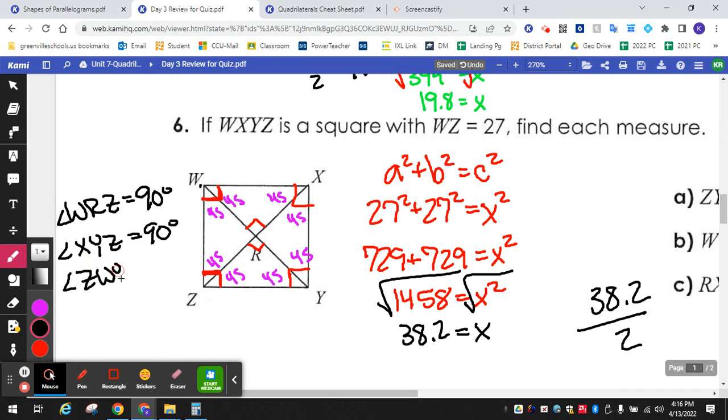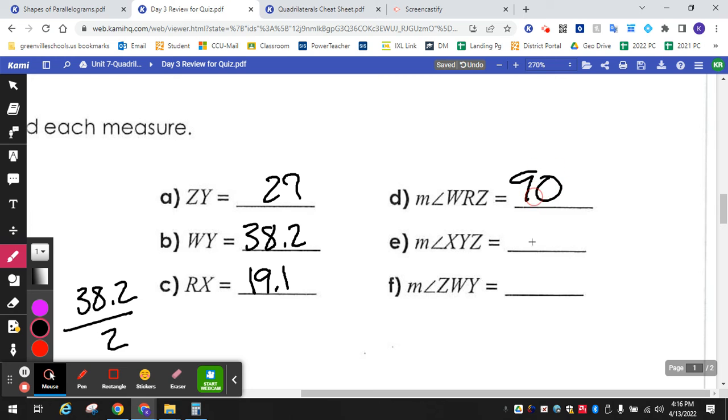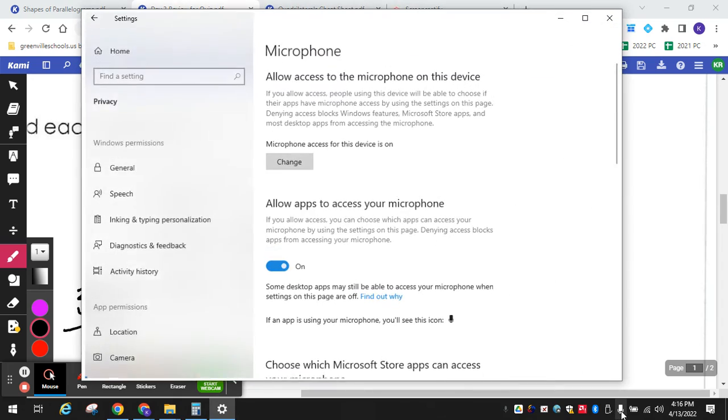Z to W to Y. From Z to W to Y. I know, beautiful lines. Is 45 degrees. So those are your answers. 90, 90, and 45. Put the degree symbol. Put the degree symbol so you know what you're doing.